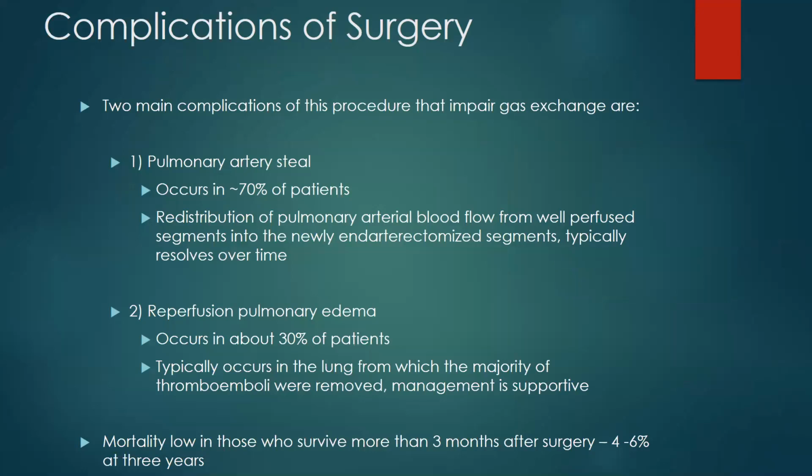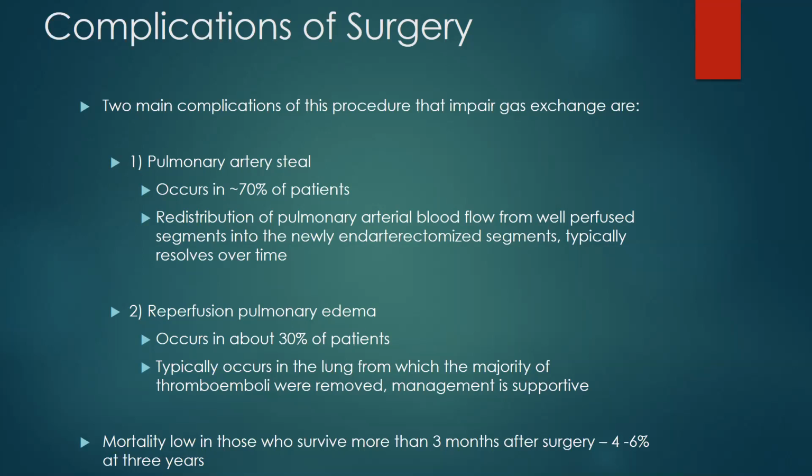Some of the complications of pulmonary thromboendarterectomy, big word, are pulmonary artery steal syndrome that occurs in about 70% of patients. Essentially, for so long you've had poor blood flow to an area, and all of a sudden you open up and redistribute blood flow from well-perfused areas to areas that are going to be better perfused, but do have that remodeling. And so you can see some shortness of breath, some pulmonary edema. This is typically going to get better over time and happens in the acute period right after surgery.